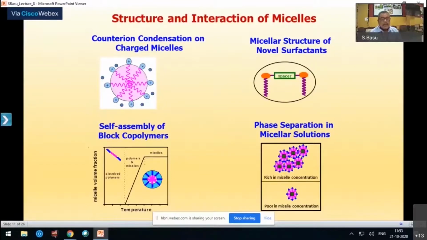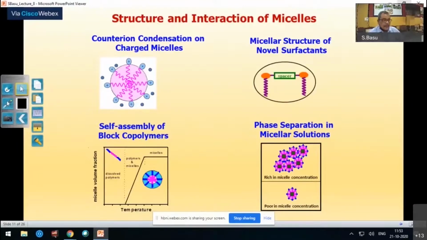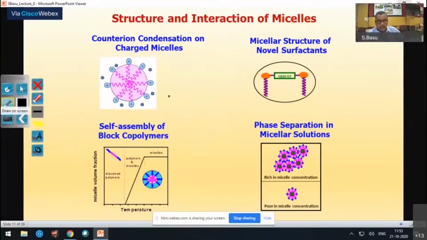For example, structure interaction of micelles. Now, I mentioned to you earlier that when you have surfactant molecules and you keep putting them in solution or in a liquid base, then at some point, because it has got a hydrophilic head, and this is the head, and a tail which is hydrophobic, it will try to keep itself away from the water if it is in the water medium, and they form something called a micelle.